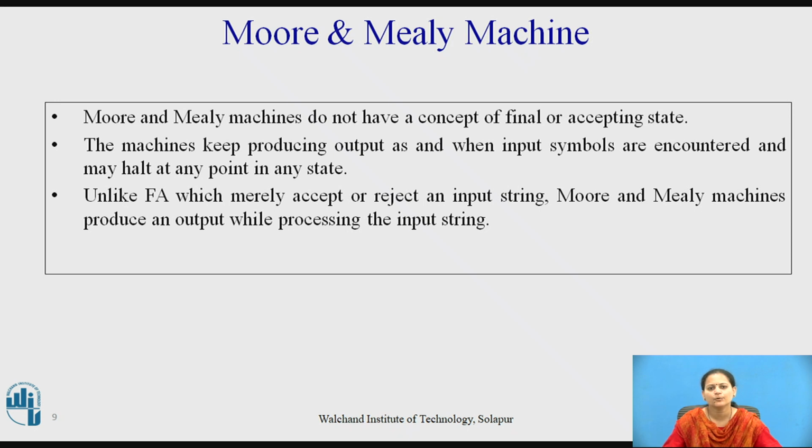The machines keep producing output as and when input symbols are encountered and may halt at any point in any state. Unlike a finite automaton, which merely accepts or rejects an input string, Moore and Mealy machines produce an output while processing the input string. I hope with this we have understood the difference between the finite automaton that we have learnt earlier and the two types of machines that we have learnt in this video, namely Moore and Mealy machines.